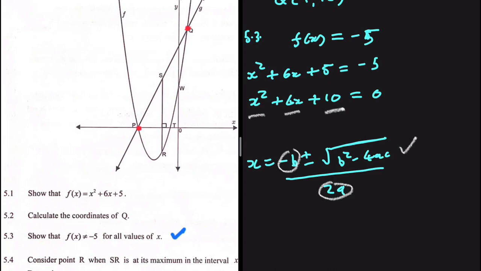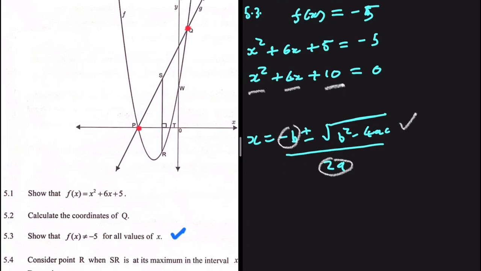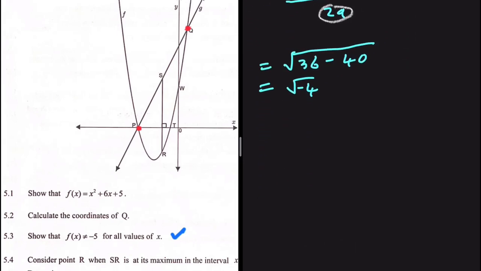So let's go ahead and compute that. So the square root of b squared, what is b? b is 6 in our instance, right? So 6 squared, that is 36, minus 4ac. a is 1, c is 10, so minus 40 essentially. As you can see now, we have the square root of minus 4, and we cannot compute the square root of minus 4. So f(x) can never be equal to minus 5. Now we know for sure. Let's move to the following question.